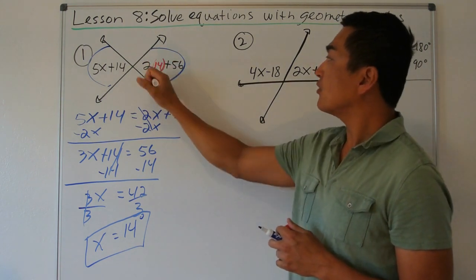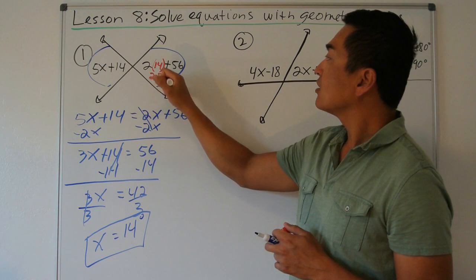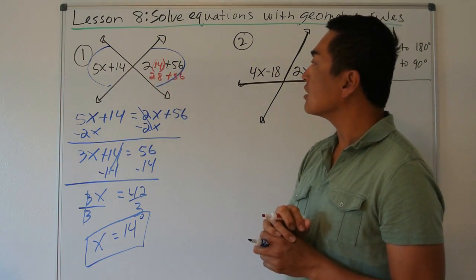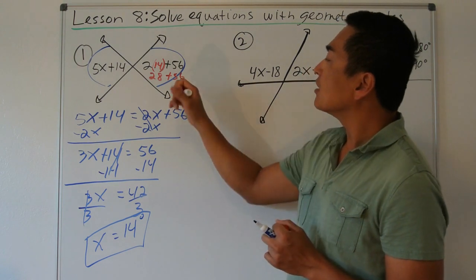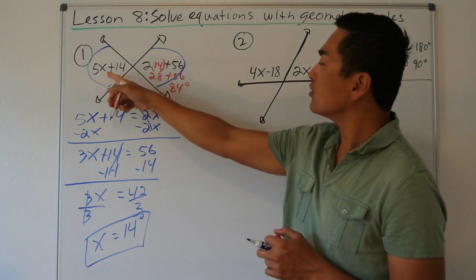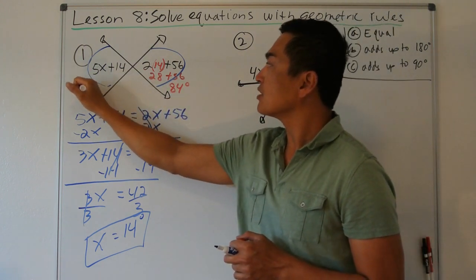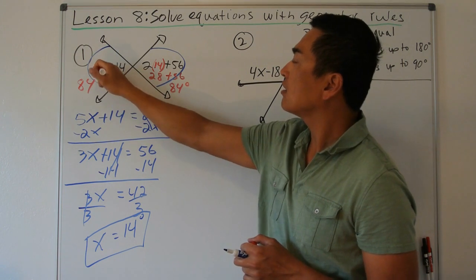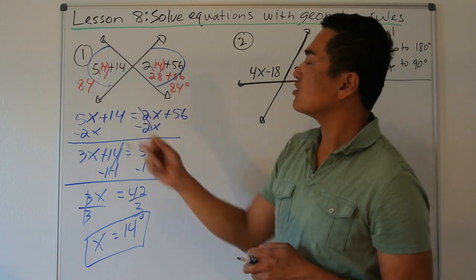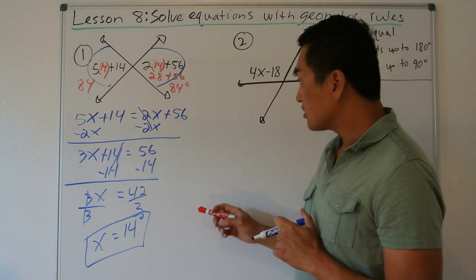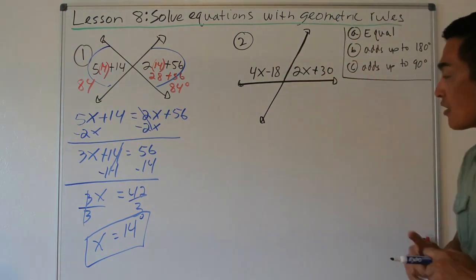Okay, 2 times 14 is 28. 28 plus 56 gives me 84 degrees. So those two angles should be 84 degrees. Now, if you plug in 14 in here, it should also give 84 degrees. Okay, so let's go ahead and move on to number 2.